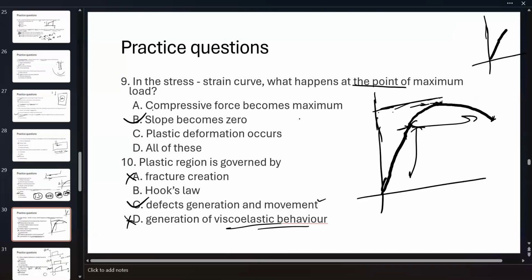In the stress strain curve, what happens at the point of maximum load? So if you see at point of maximum load, your strain in stress strain plot flow becomes zero. Compressive forces become maximum.